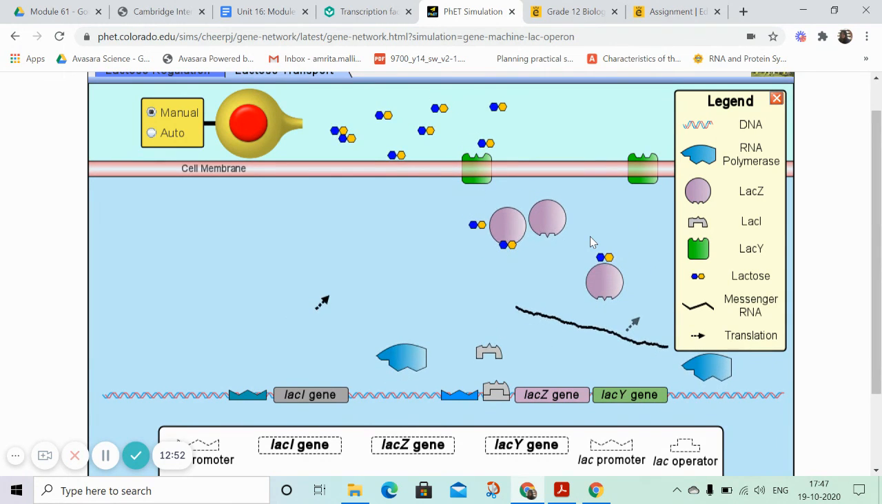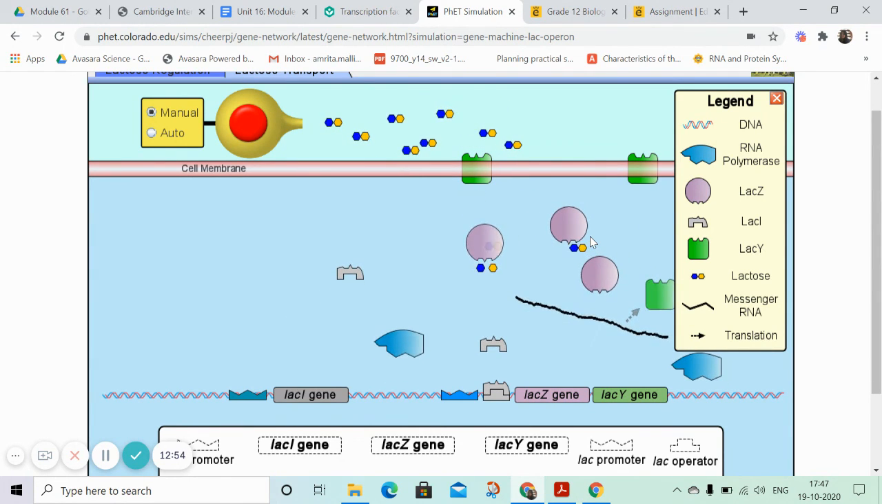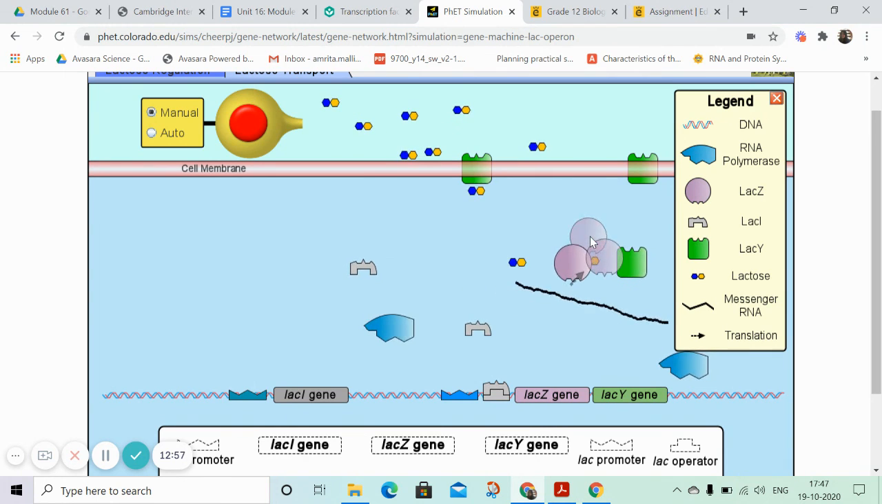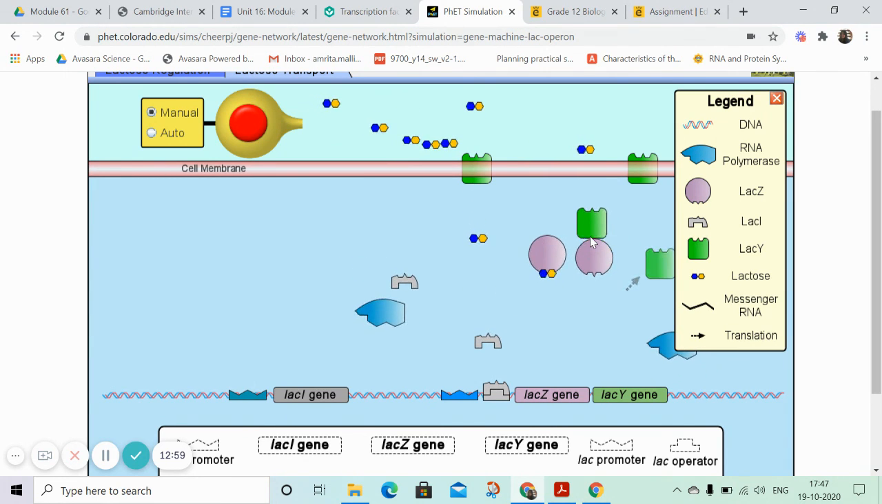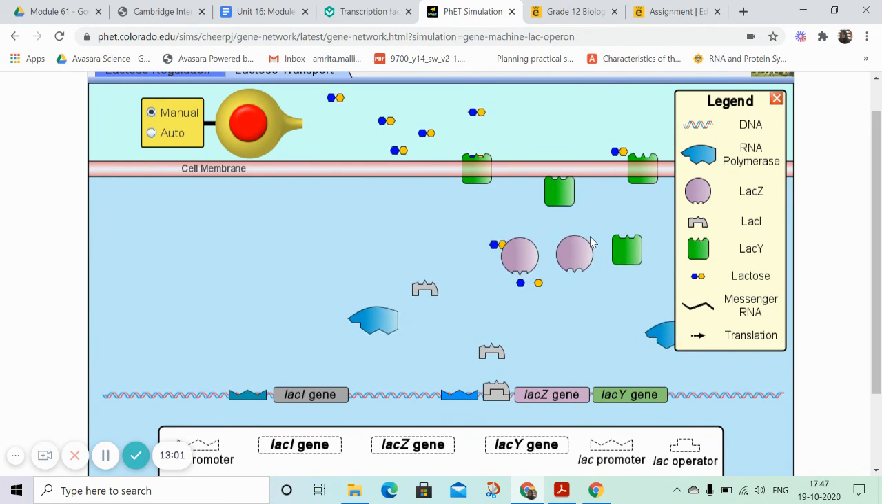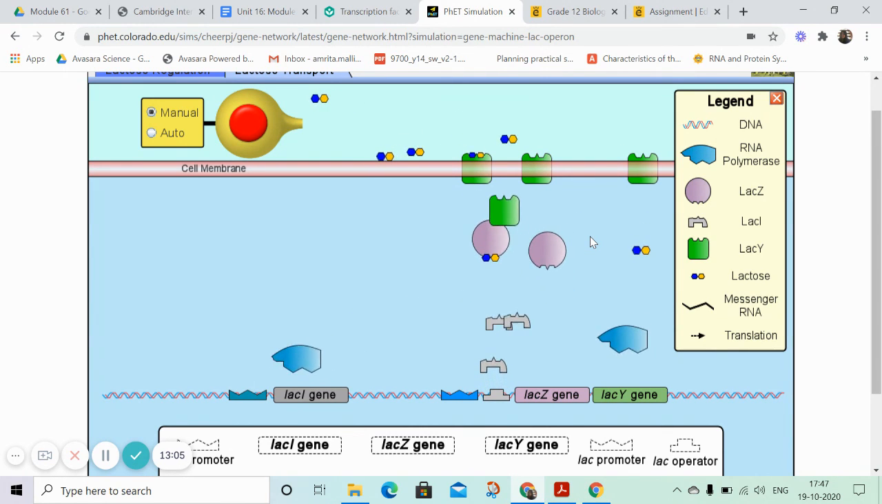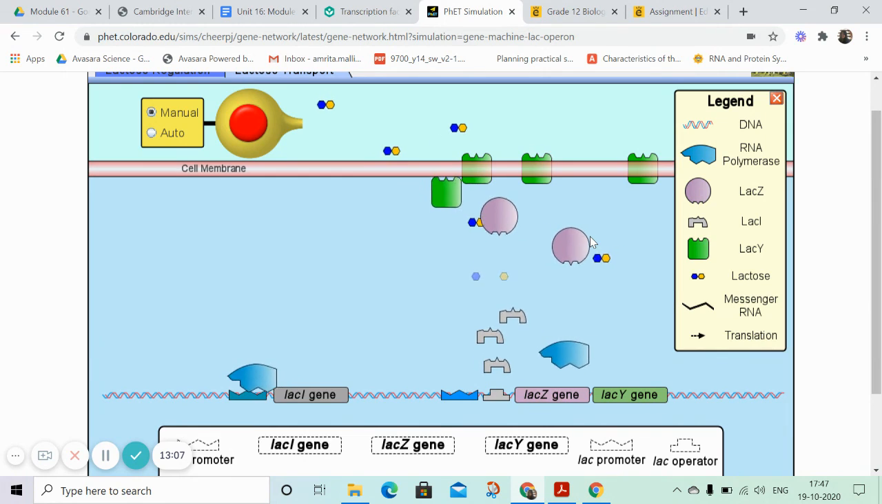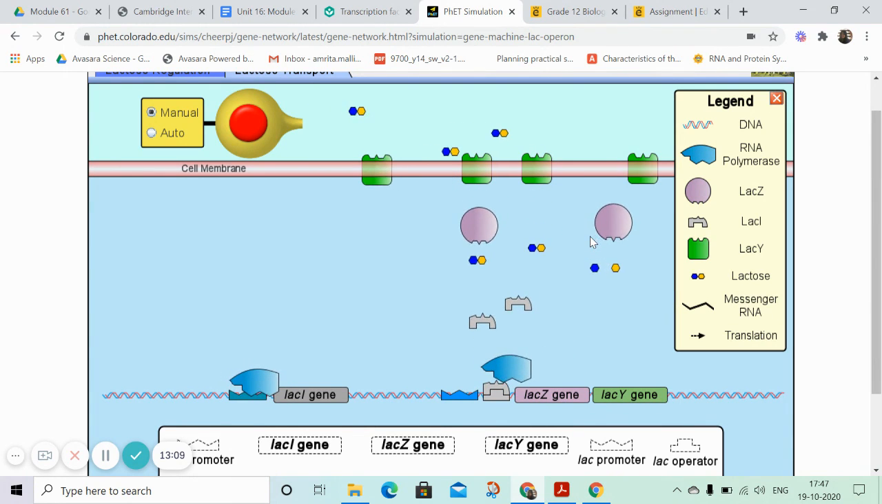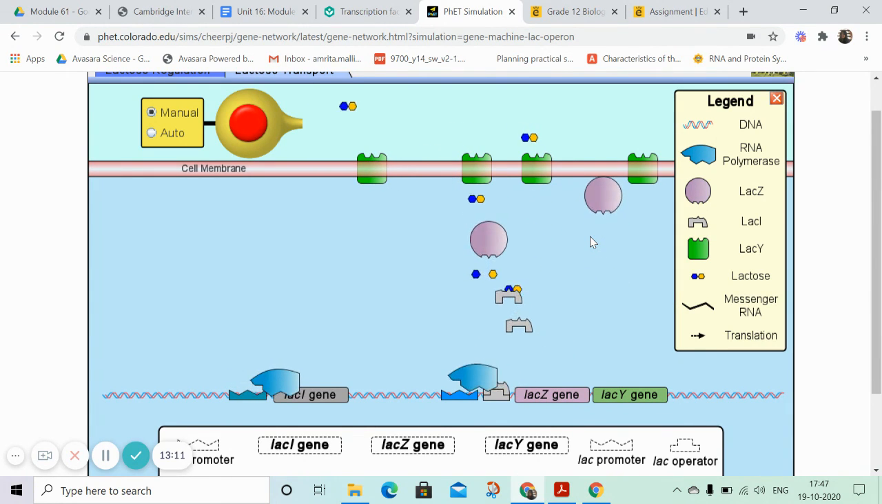Whenever you are ready, you can pause the video and describe what happened when all of these genes were in their place and the lactose was there in the agar jelly. Describe what happens in this scenario in answer number 8.